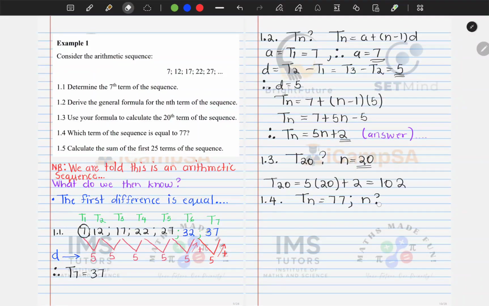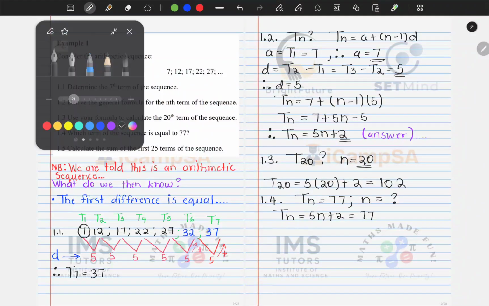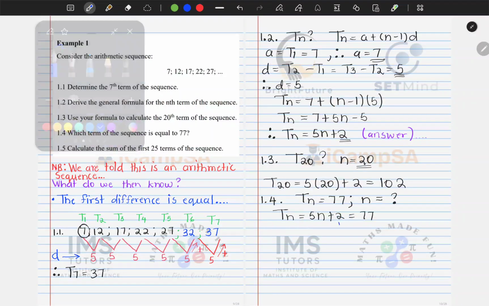Okay, so what is n equal to? What we are going to do is use our Tn formula. If you observe carefully, our Tn we found before is 5n plus 2, and we are going to equate this to 77. We are trying to solve for n.